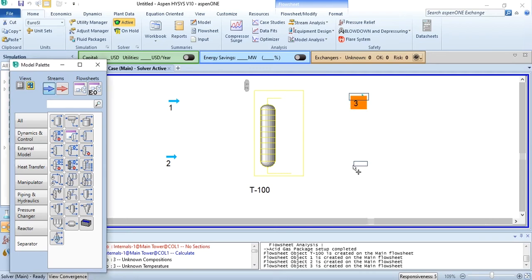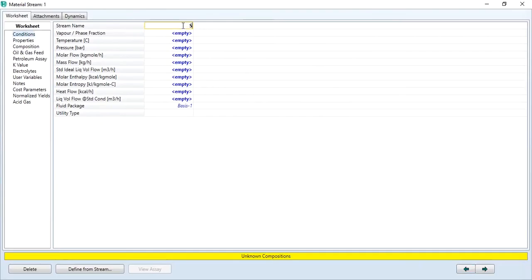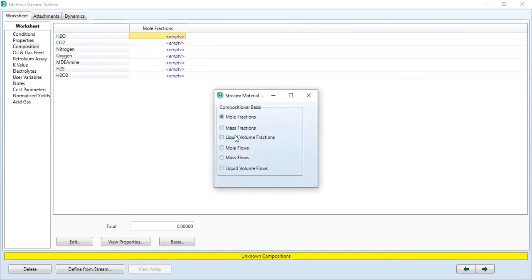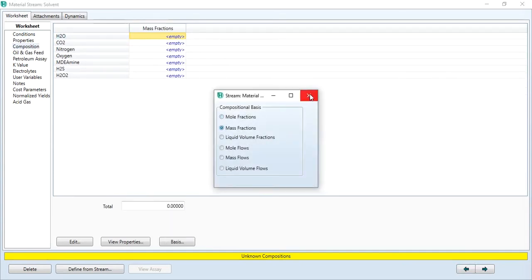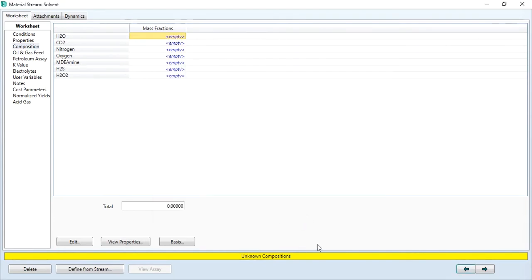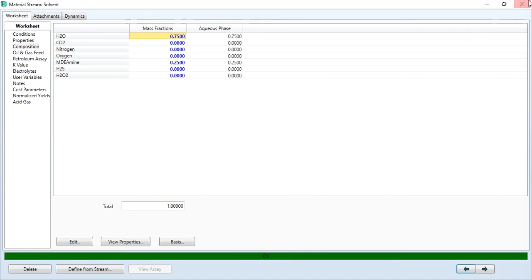So I will do the required connections. First I will click on the one labeled solvent, which is 25 degrees centigrade, 1.2 bar, 3800 kg per hour, and going to composition and on basis clicking mass fraction. For water it's 0.75 and MDEA is 0.25. Click OK, and as you see this bar has turned green, which means it has converged successfully.